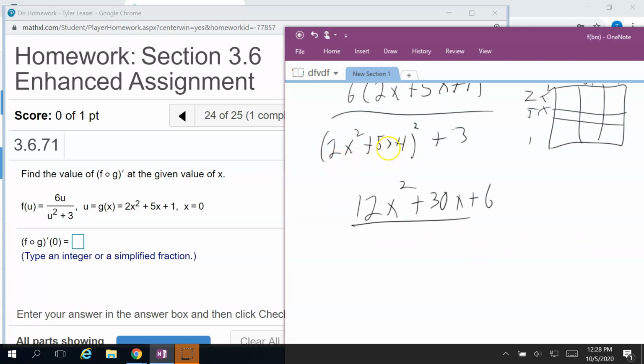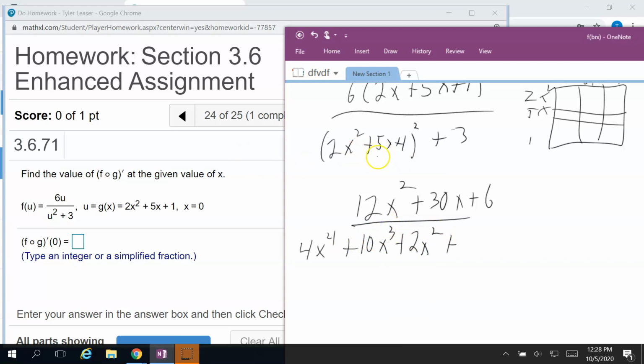Square this thing all together, so kind of doing the box thing all in one go. We're going to multiply the 2x squared times all 3 terms, the 5x times all 3 terms, and the 1 times all 3 terms. 2x squared times 2x squared is 4x to the 4th. 2x squared and 5x is 10x cubed. 2x squared and 1 is 2x squared.